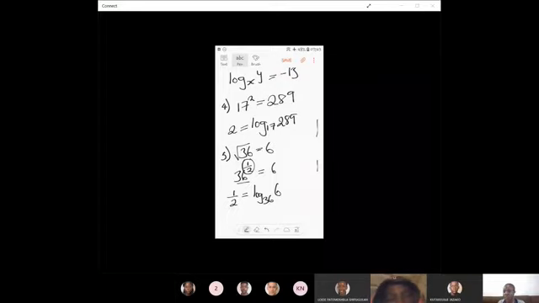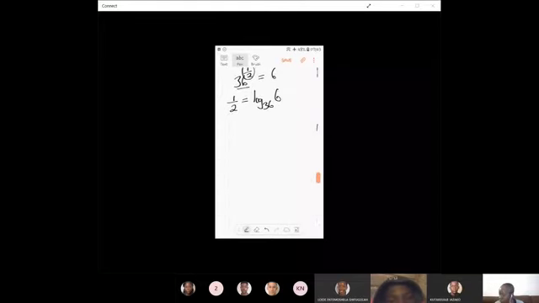Okay, let's move on. The second question, question 2. The first one, I have log 5 of 50 is equal to k. Now I'm doing the opposite. I have to rewrite this as an exponential equation.